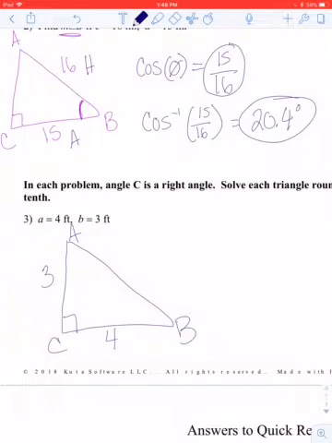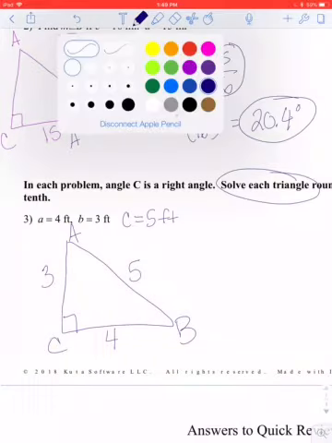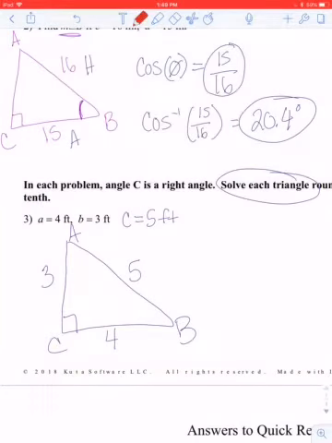Now this one says solve each triangle, so that means you have to find everything that you don't already have. So of course I'm going to have to find side C, so I might as well do that first using Pythagorean theorem. So 4 squared plus 3 squared is 25, so I know this is going to be 5 feet. So might as well find that first. Then I can just start by finding any angle that I want. So I'm going to do A. Why not? So I'm going to use A.